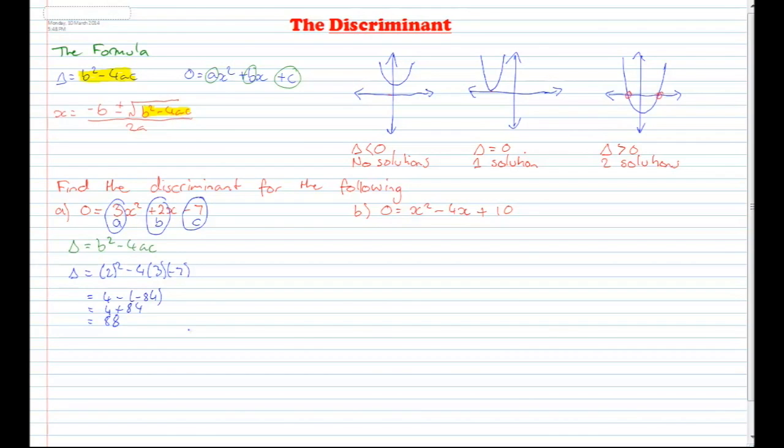Alright, now it's time for you to press pause and have a go at the following question, that is 0 is equal to x squared minus 4x plus 10. Remember to press play once you're done so you can check your solutions against mine.